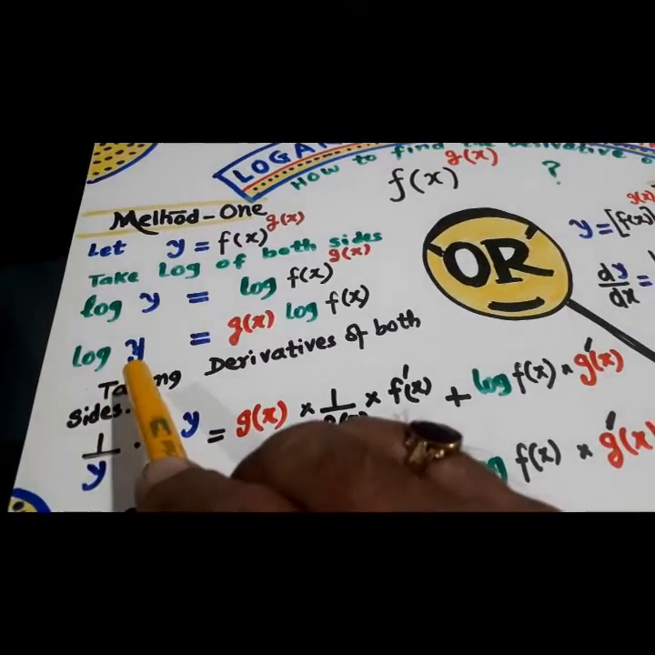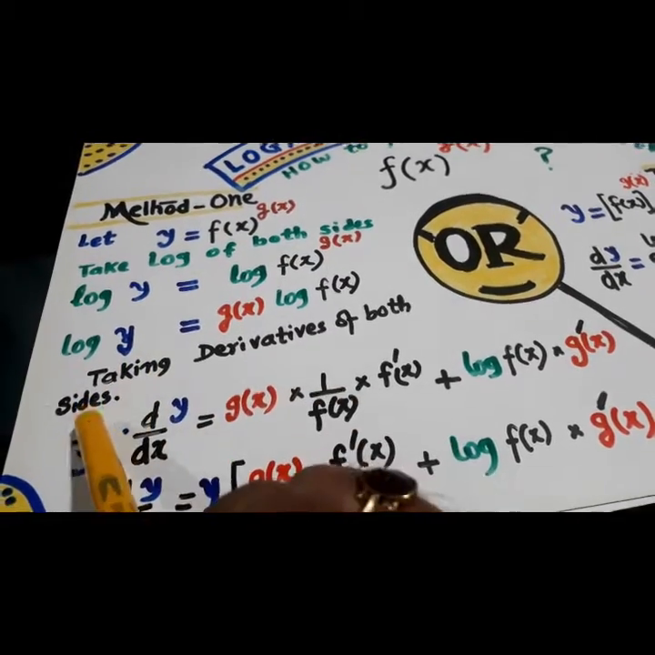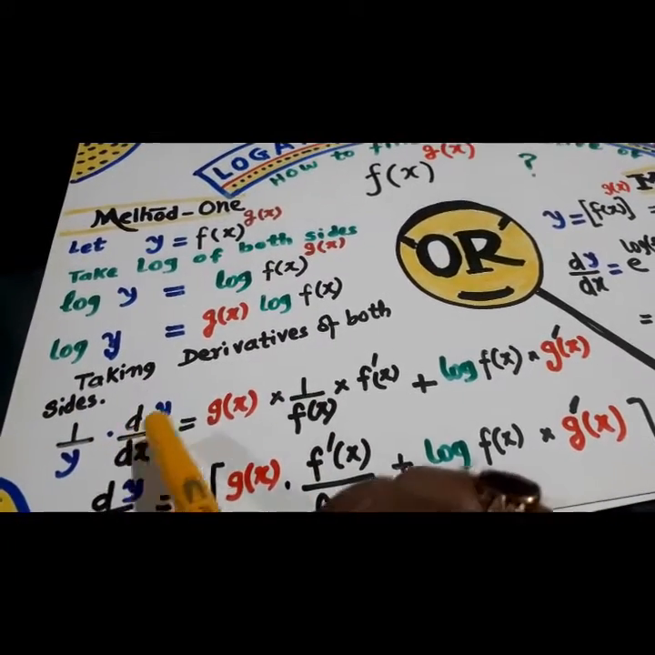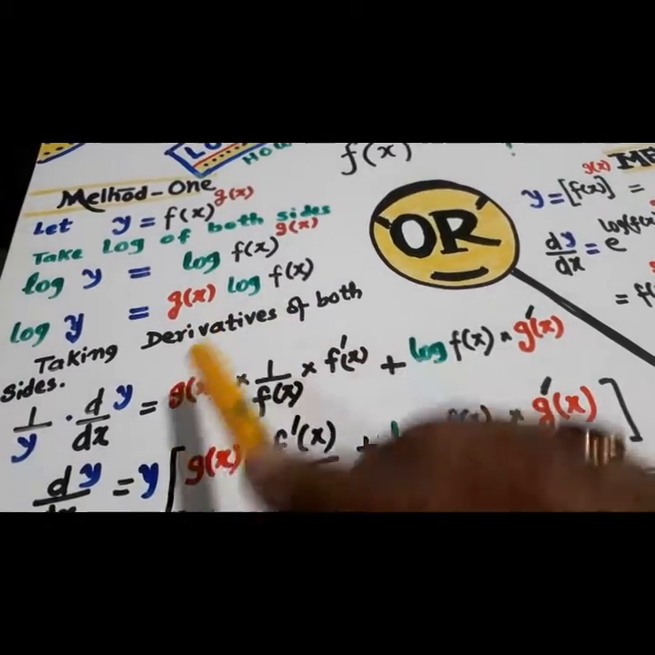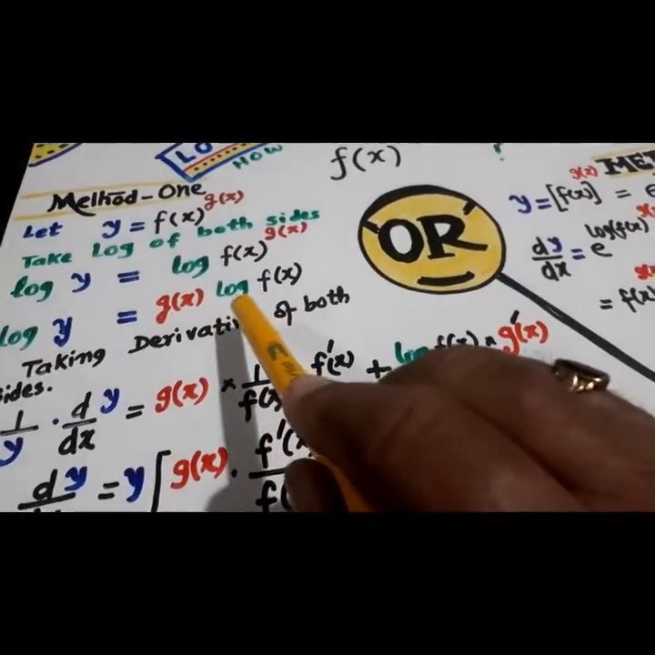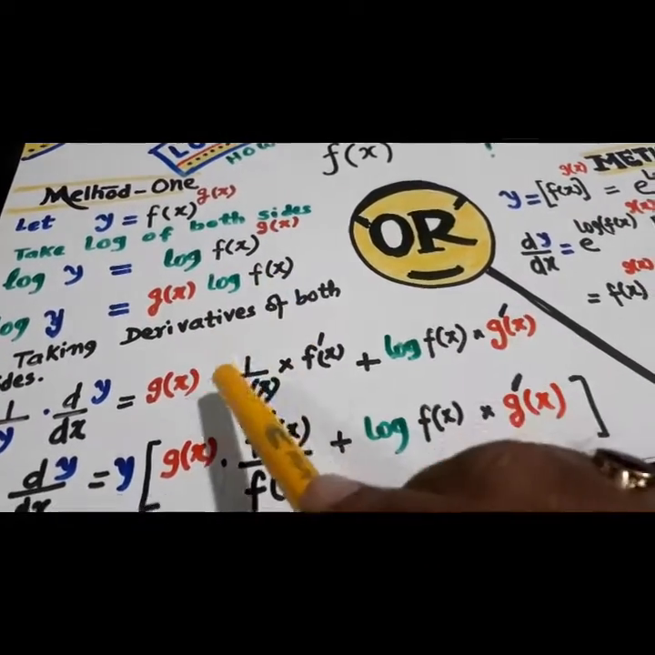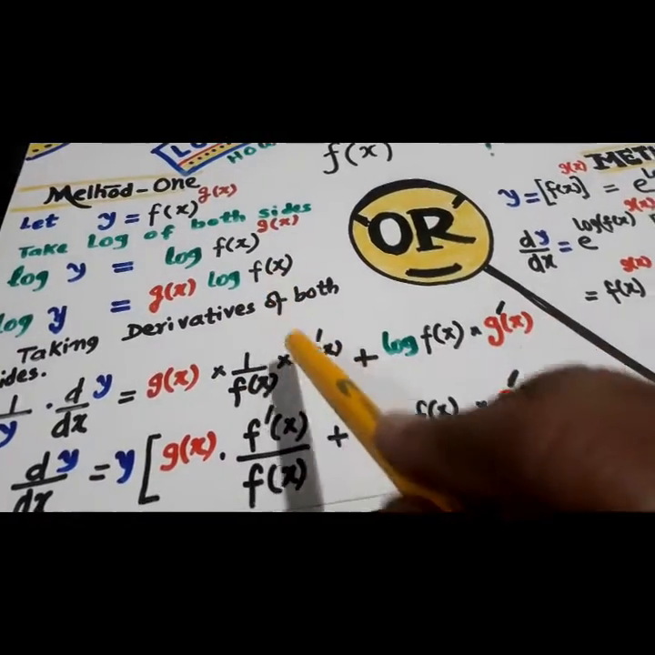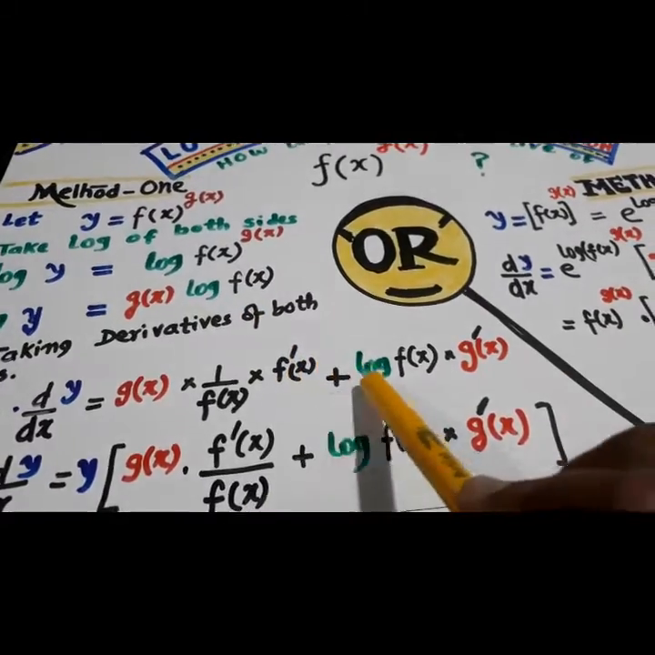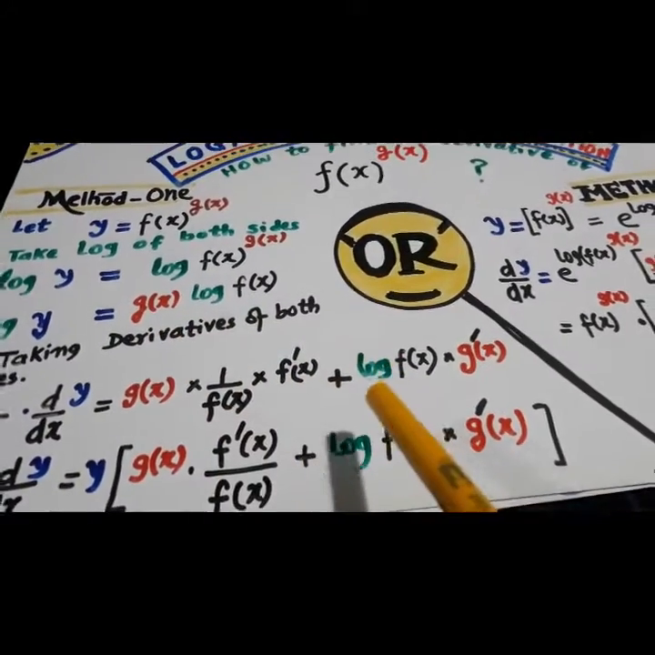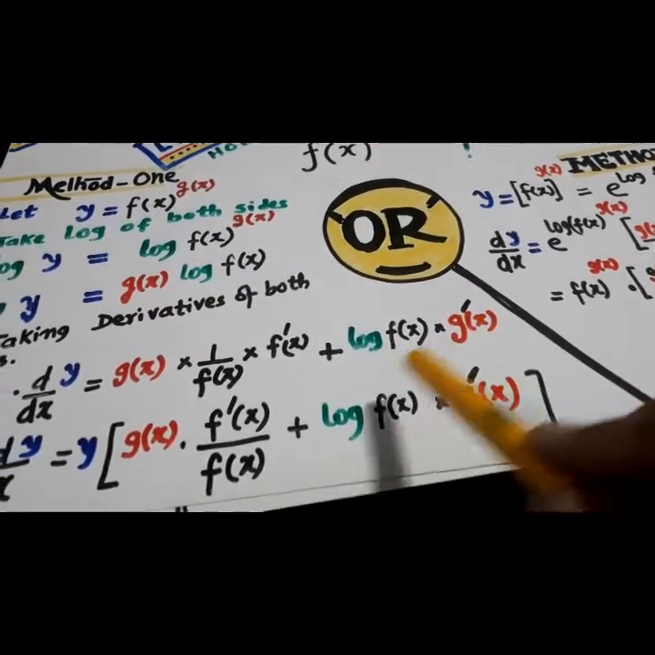Look here, log y was there, its derivative is 1 over y, times d/dx of y, is equal to, this is the product rule, g(x). Again, find the derivative of this: log f(x), 1 over f(x), and also the derivative of f(x). Then leave log f(x) as it is, and take the derivative of g(x) because we are using the product rule. So the derivative of g(x) is g dash x.